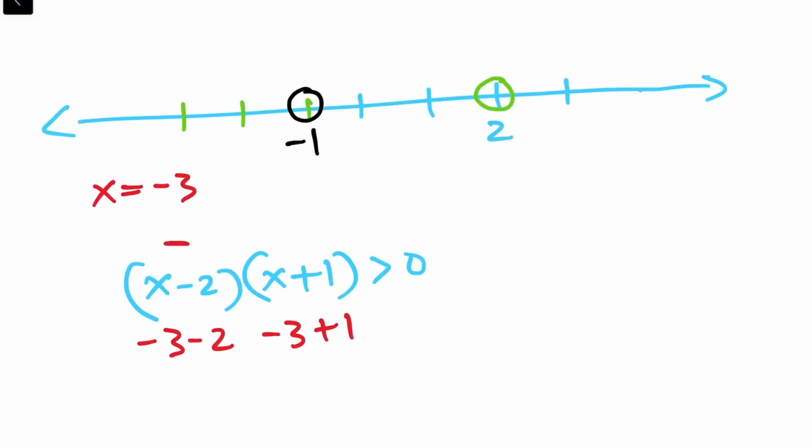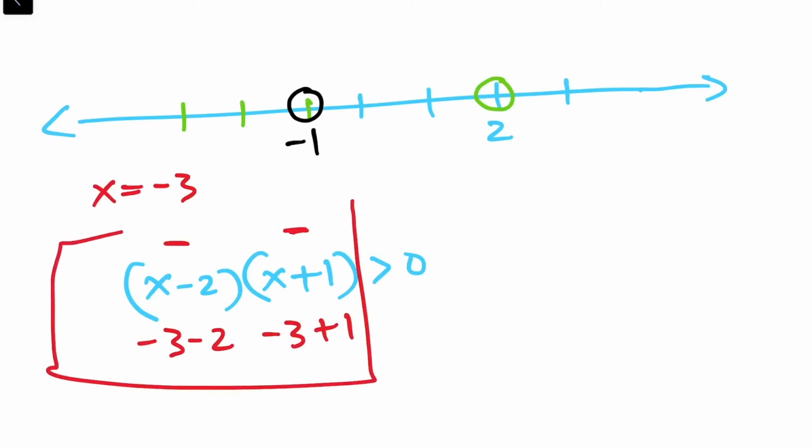If x is negative 3, plus 1, the sign of this term will be negative 2, right? So if I multiply two negative numbers, this number will be positive, right? So this whole piece will be a positive number. We know positive numbers are always bigger than 0. So the idea is when x is equal to negative 3, the inequality will be true. So this will be part of the solution. I'm going to put a check mark.